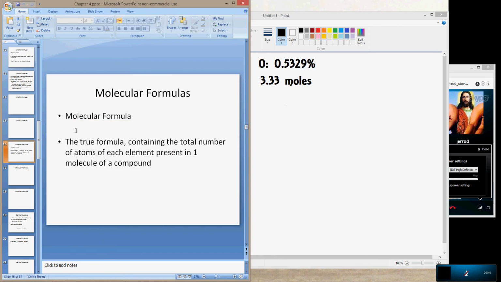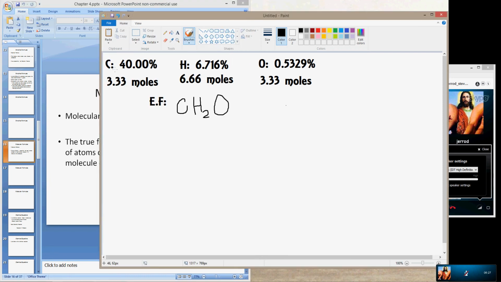Alright, Marco, this is for the molecular formula: the true formula containing the total number of atoms of each element present in one molecule of a compound. So this one is like an extension. It's basically the same thing as the problems I just did, but an extension. So here's an example. This is the problem, and I already converted it to moles.